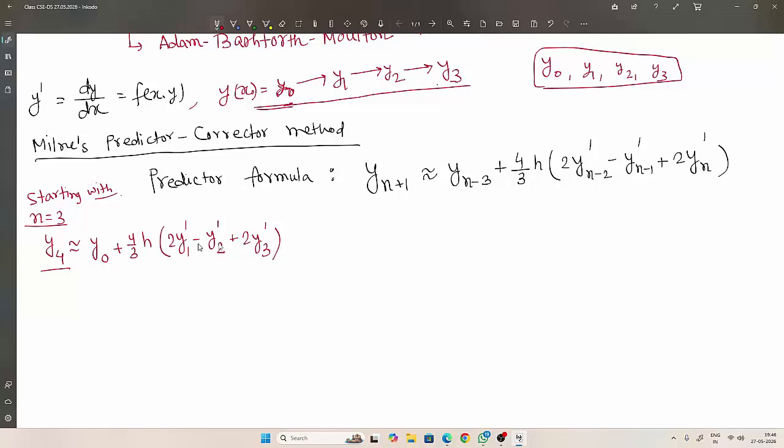to find the predictor formula. So using the predictor formula, you will get y4, and I am writing it as y4p. So this is y4 predicted.